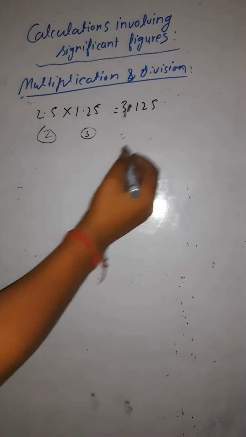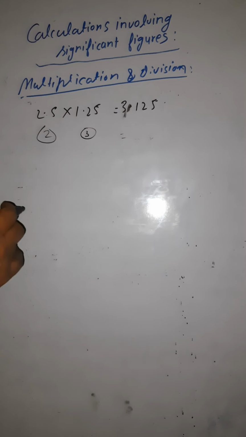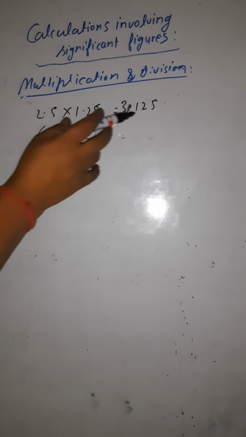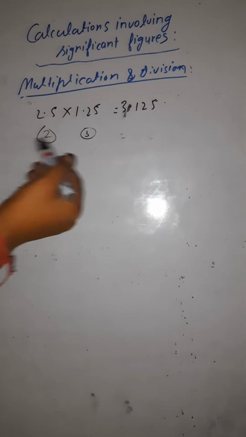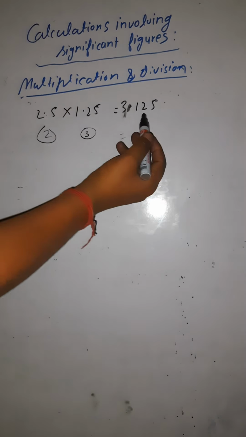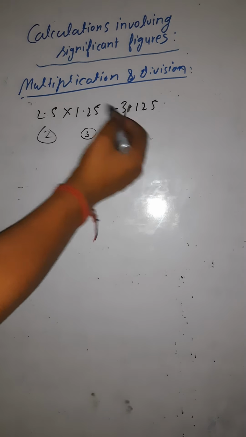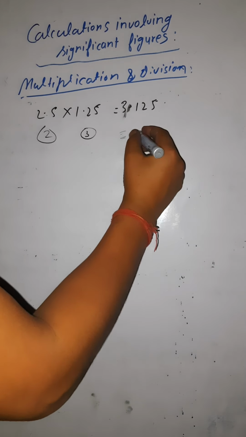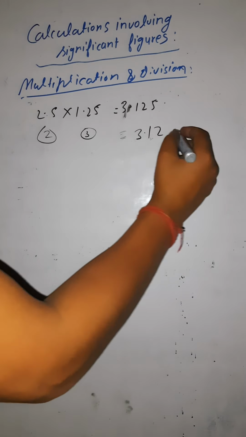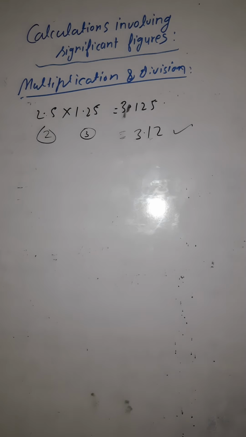So the result should have how many significant figures? It should have 2 significant figures, because this one has the least number of significant figures. Right now how many significant figures are there? 1, 2, 3, 4. So I would write it in terms of two significant figures as 3.12. So 3.12 is the correct answer here. This is how you would report the result in case of multiplication and division.